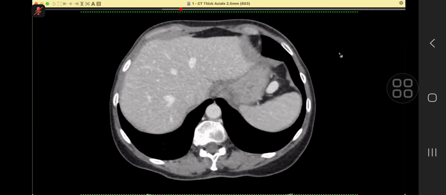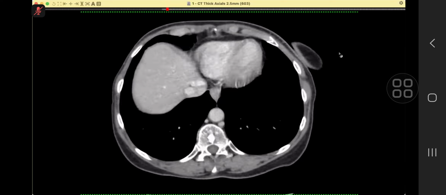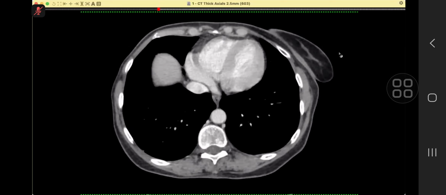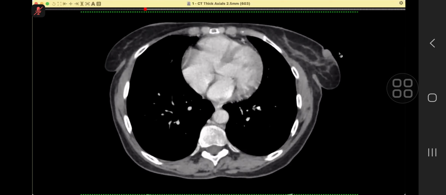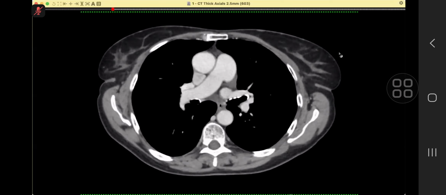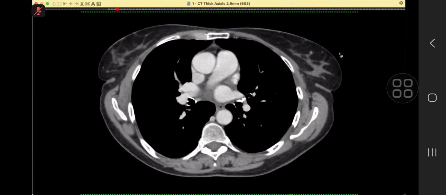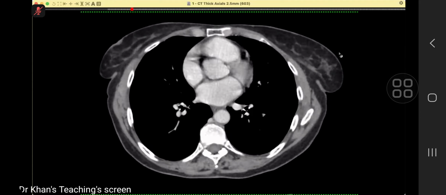There is a splenic cyst. There is some fluid anterior to the liver. In the lungs, so far, nothing is visualized. Don't worry about that, just concentrate on that mass, please. Okay, sir, I will go down.